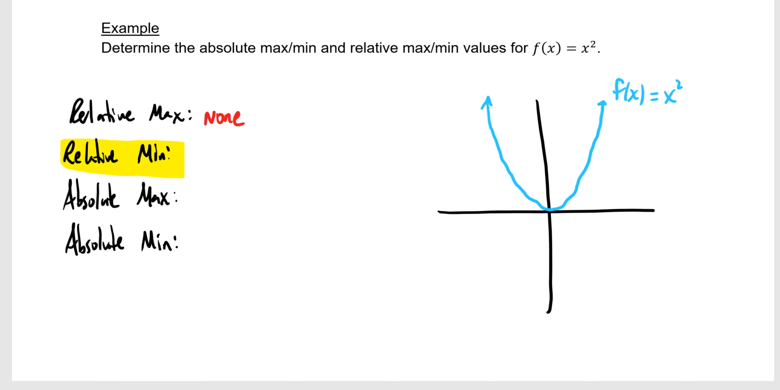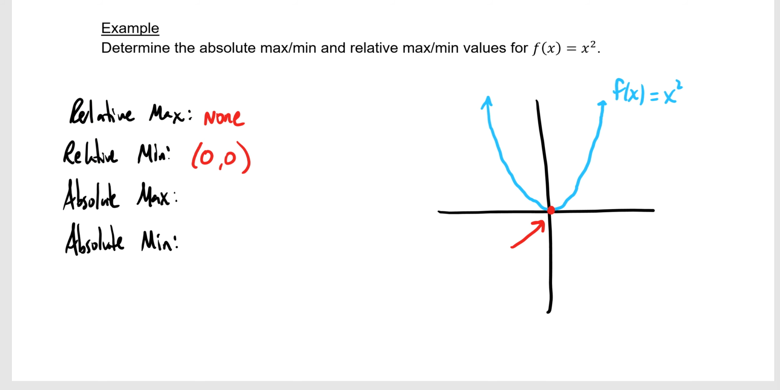For the relative min, there actually is a relative min right here at the vertex because it changes from decreasing to increasing, and that's going to be a point that's smaller than the points directly to its left and directly to its right. So there's a relative min at the coordinate 0, 0. So sometimes questions will be asking you to find these points. If it says to find the value, value would mean y value. I'm just writing these as xy ordered pairs for now.